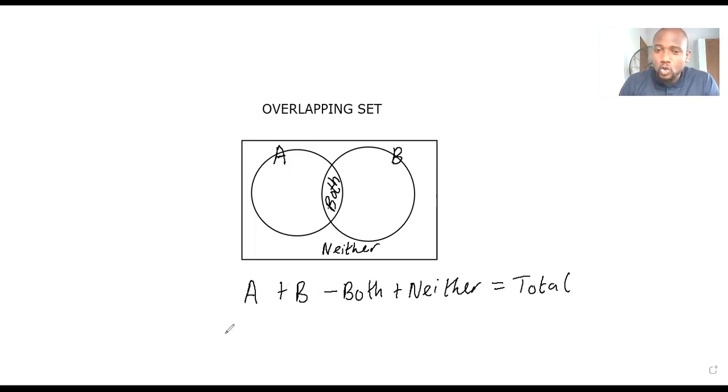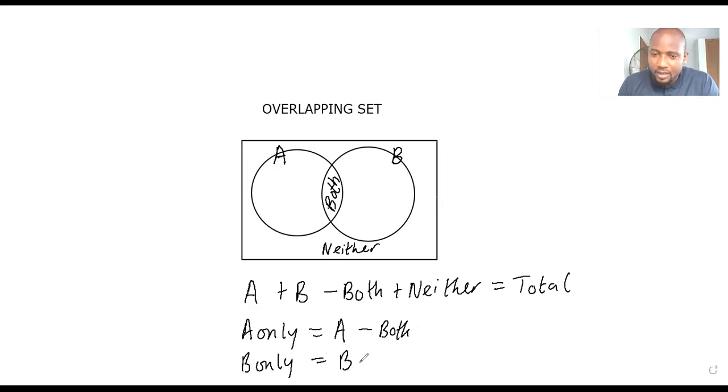But please take note that when we say A, it includes things in both A only and both. So if the question asks you for elements in A only, it is equal to everything in A, all the elements in A, minus both. Also for B only, it's everything in B minus both. So take good note of that.